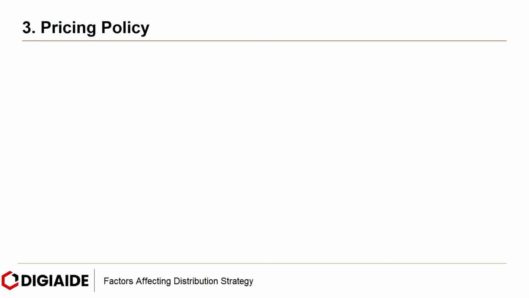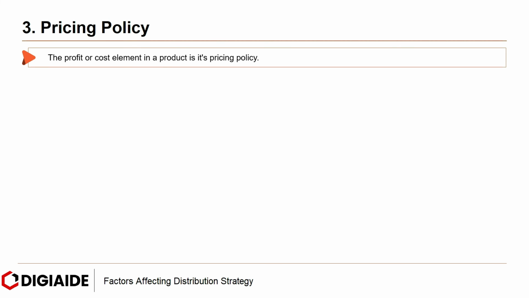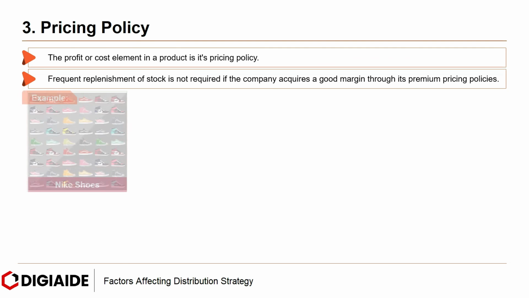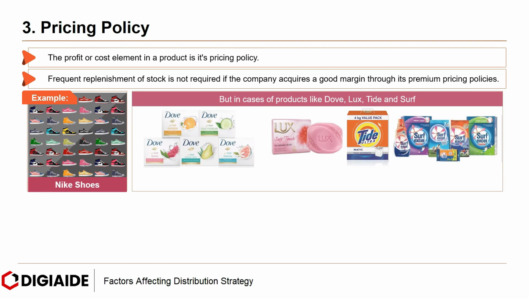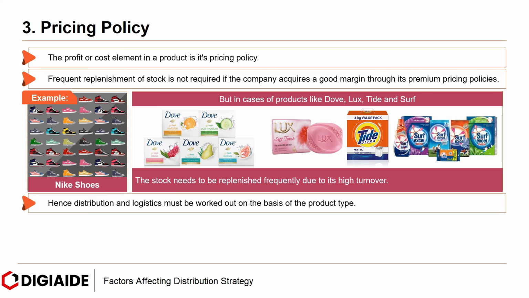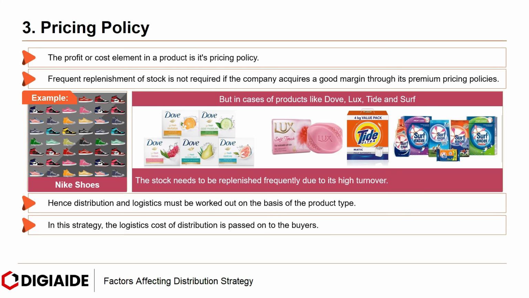Moving to the third factor, pricing policy. The price or cost element in a product is its pricing policy. Frequent replenishment of stock is not required if the company acquires a good margin through its premium pricing policies. Example, Nike shoes. But in the case of products like Dove, Lux, Tide and Surf, which are FMCG products, the stock needs to be replenished frequently due to its high turnover. Hence, distribution and logistics must be worked out on the basis of product type. In this strategy, the logistic cost of distribution is passed on to the buyer.